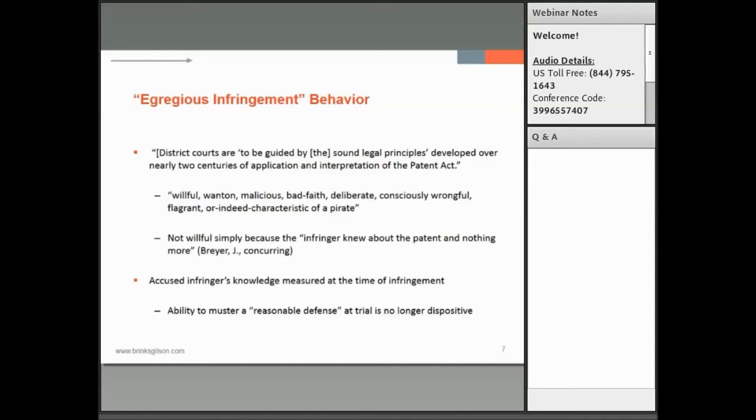The cases predominantly have treated the innocent infringer different than the willful and wanton infringer. And one of the key points that comes out of this is Justice Breyer's concurrence that you need something more than just knowledge of the patent in order to be deemed a willful infringer. There has to be some additional bad act, bad faith that's been going on here. But a key point is that we're now going to measure the accused infringer's conduct at the time of infringement. So no longer can we, for the first time, present a defense at the trial phase. We're going to start to look at what's happening prior to litigation.